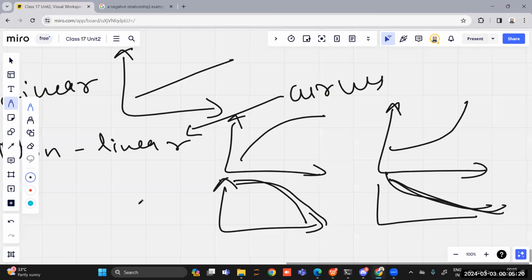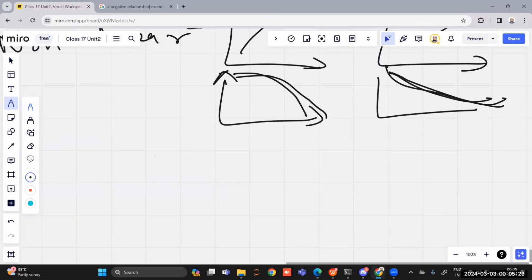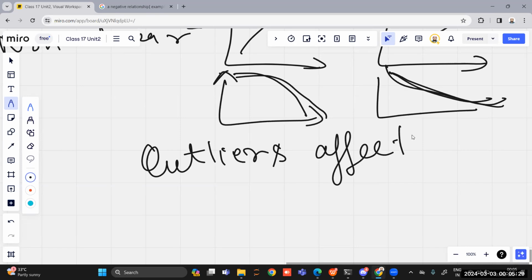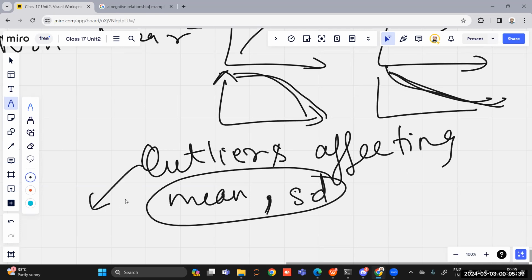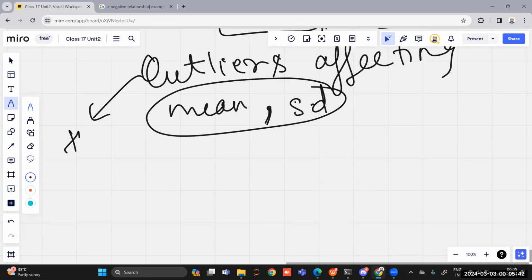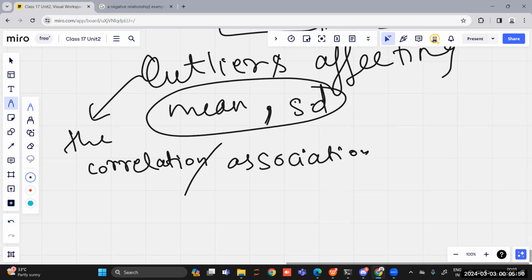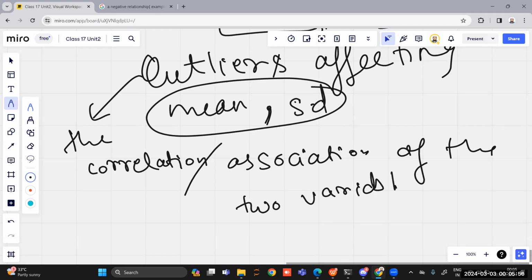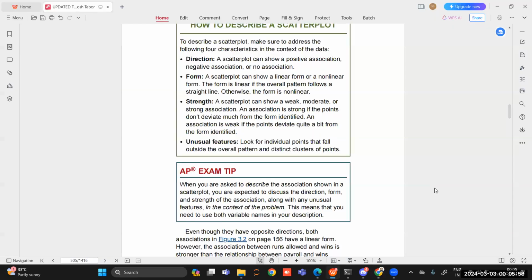Means there can be some points. Here also comes the thing of outliers, how outliers were affecting our mean and our standard deviation. Outliers also affect the correlation of the data, or you may say the association of the two variables. Okay, that's good. That's it.